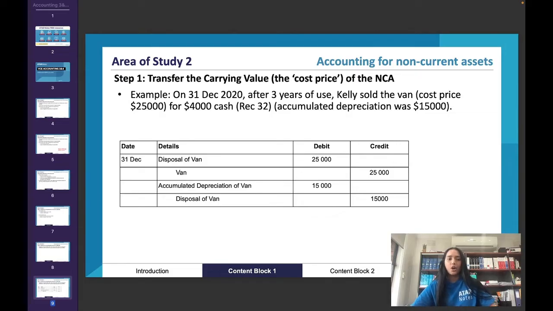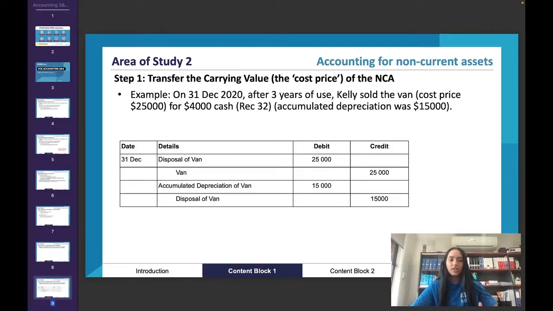So this is how we do step one, which is to transfer the carrying value. We debit disposal of van to increase disposal of van by $25,000, which is that initial cost price or purchase price of the van. And then we credit, or decrease, van by $25,000.